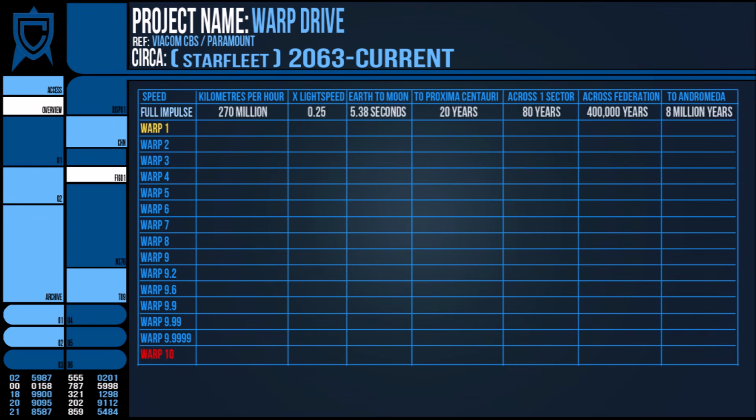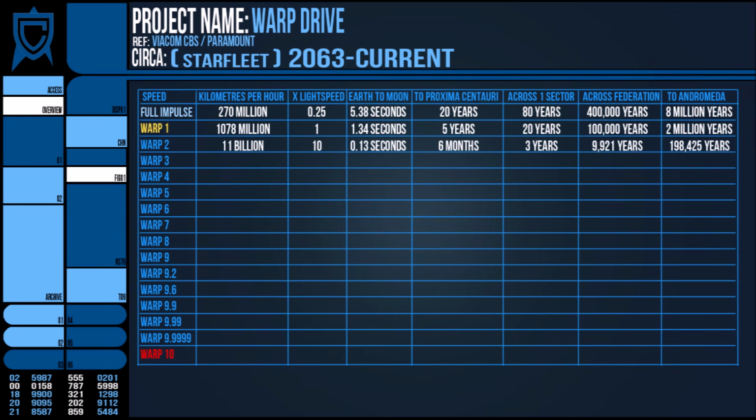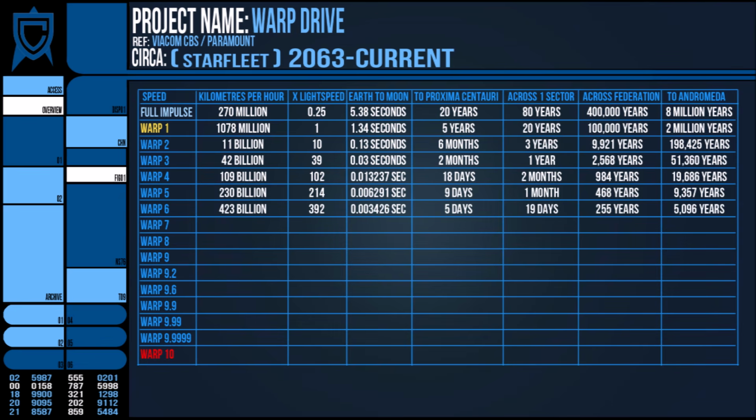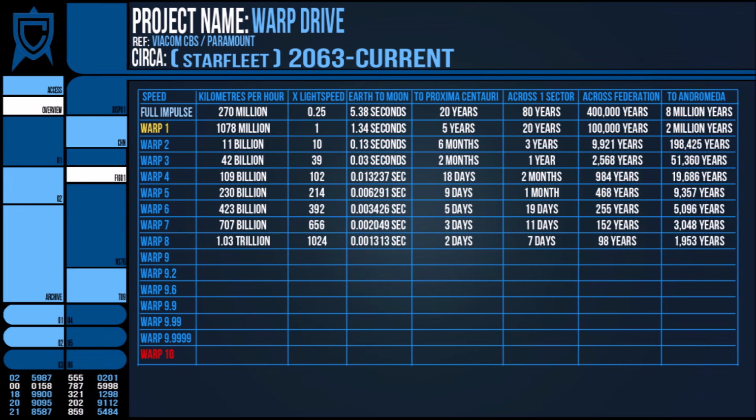The existing warp scale was crammed into the new one, but that meant that the old warp factors had new values, so the old TOS era warp 7 is slower than the newer TNG era warp 7. This revamp comes with its own shortcomings, however.